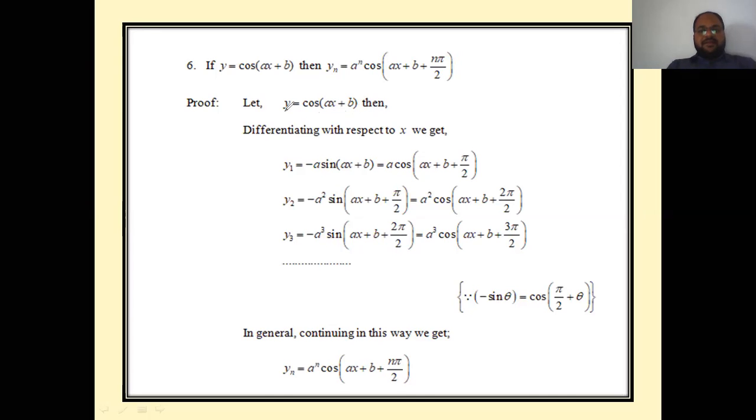You have to take the given function as it is. It is similar to the previous result. Our previous result was simply for sine of angle ax plus b, but here it is for cos of angle ax plus b. So we have to apply the same procedure. You have to find the first derivative y1, which means the derivative of cos is minus sine of angle ax plus b, and the derivative of the angle ax plus b is a, so we simply get minus a sine of ax plus b.